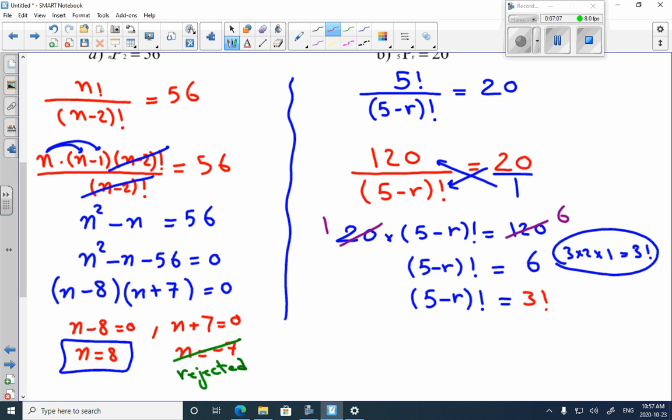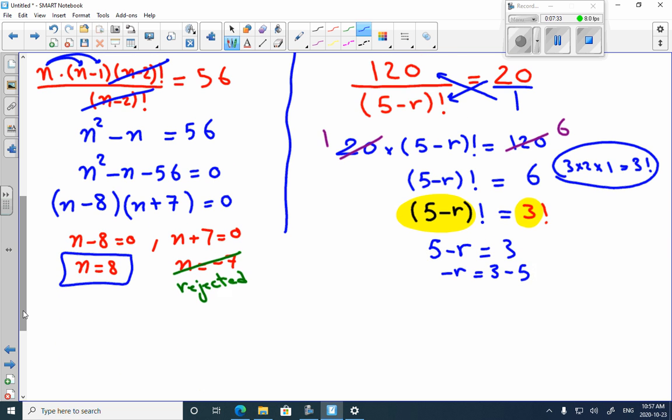What does that mean for me? It means that the inside of the factorials would be equal. So untangle the situation, remove the factorials now. 5 minus r equals 3. Then isolate r. I have negative r equals 3 minus 5, and that leads to negative r equals negative 2. Now you cancel the negatives. You have r equals 2, and that is the answer for this question.